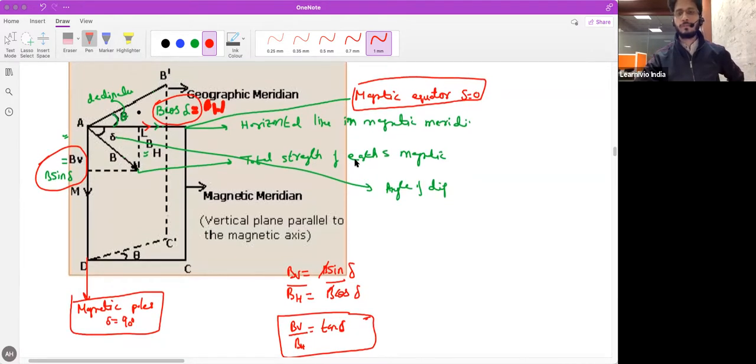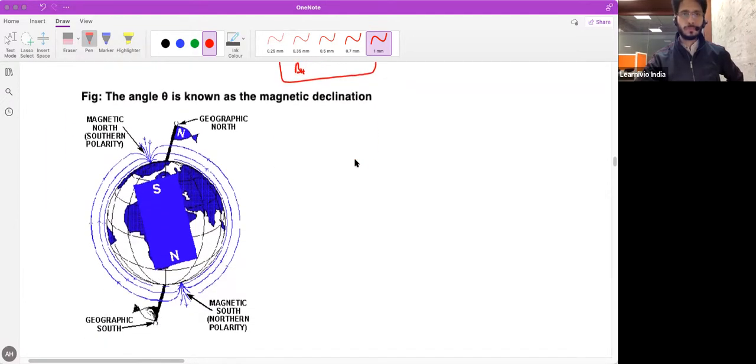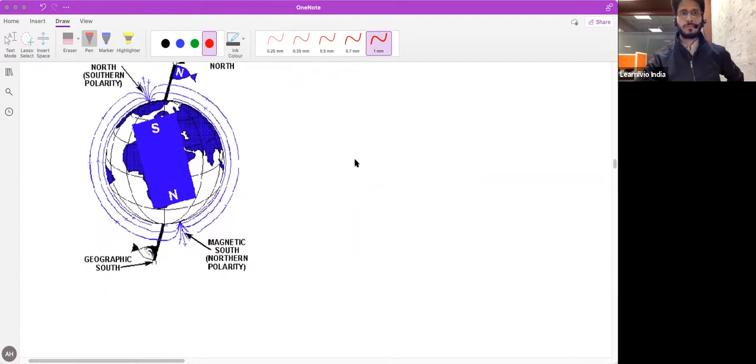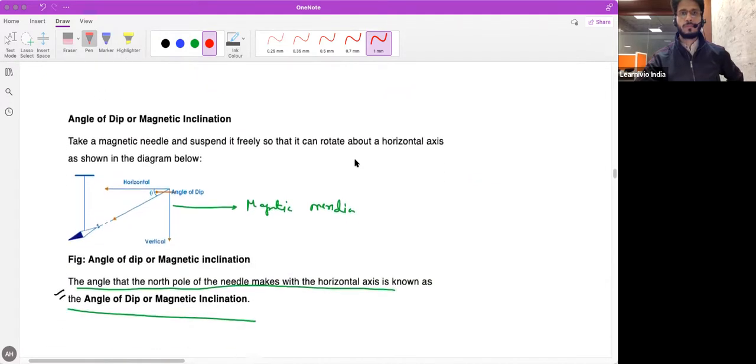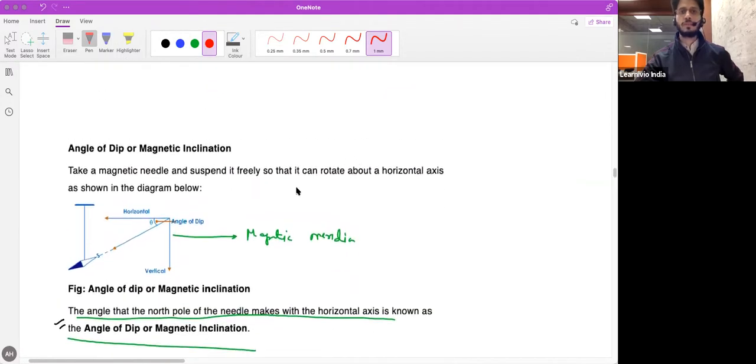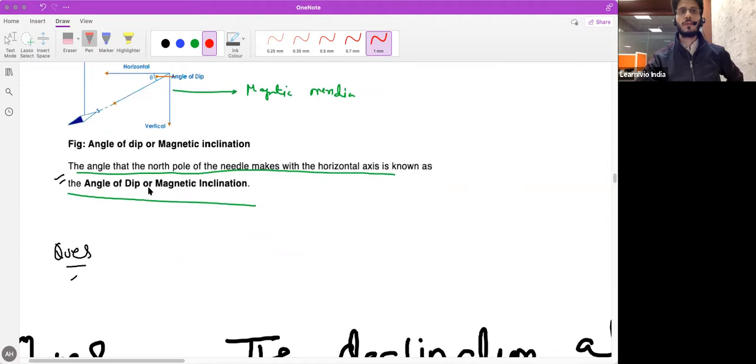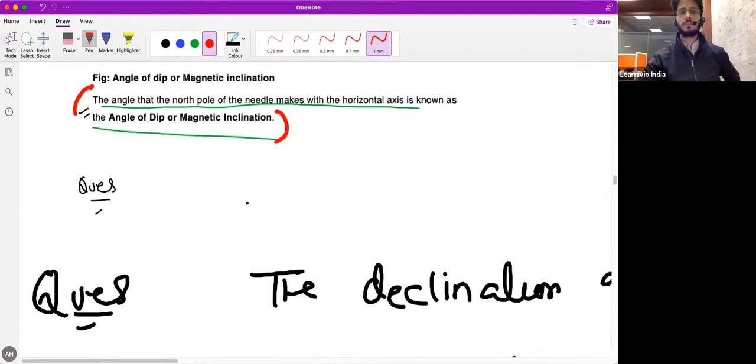Yes, written. Yes, sir. Sorry. Okay, just write these definitions. Angle of dip definition. This is the definition of it.